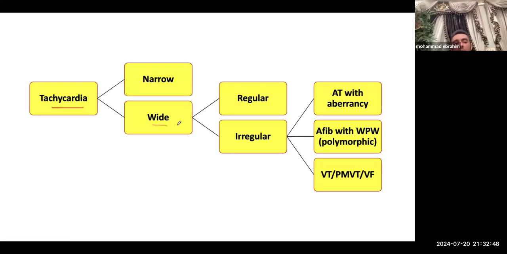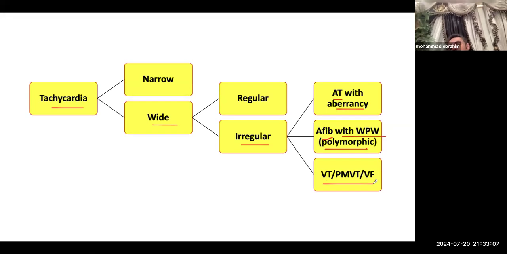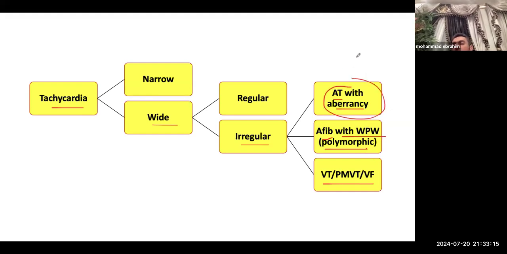So tachycardia, wide, irregular. Remember, our irregular differential with narrow complex is almost the same. You can have atrial tachycardia with aberrant conduction. You can have AFib with WPW, which is usually polymorphic, or you could have a regular VT, or polymorphic VT, or VF. Atrial tachycardia with aberrant conduction just means there's a focus in the atria that's firing rapidly and going down the AV node with aberrancy. So it's irregular and wide.